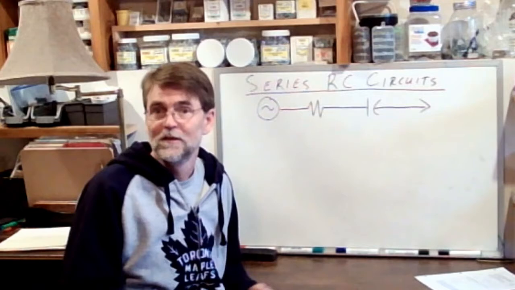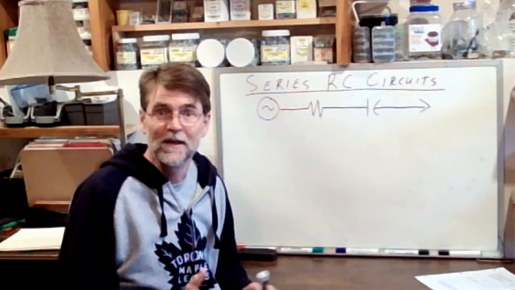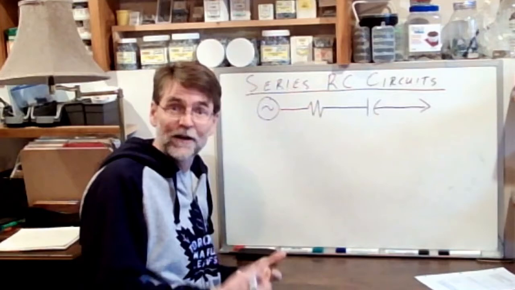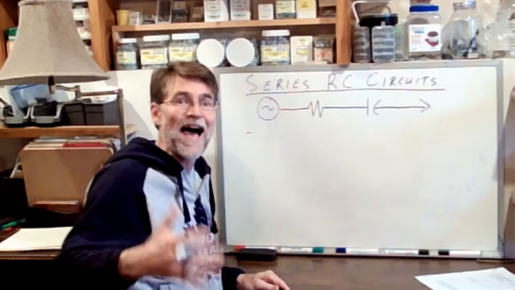So for starters, let's identify the two rules that are going to help us get the vectors in all the right places. Just like we did with the series RL circuit, there are two things that we know about a series RC circuit that we'll use as our anchor information. So, what's the first thing we know? It's a series circuit, okay?